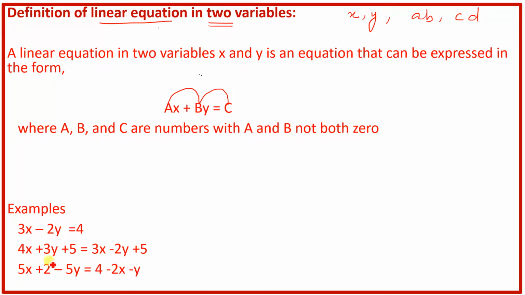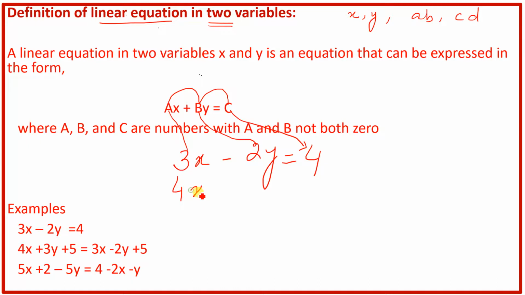And this is an example: 3x minus 2y is equal to 4. So this is the basic concept. x is the variable, and instead of a we have 3. Here it is positive, but we can have negative as well. Then b is 2, and y is the variable. Again, c is a constant. Same thing for the second example.